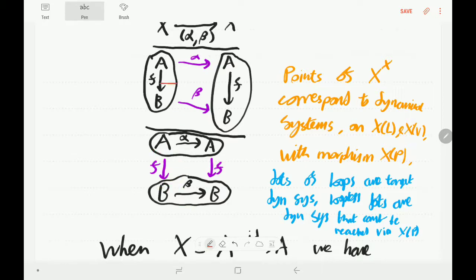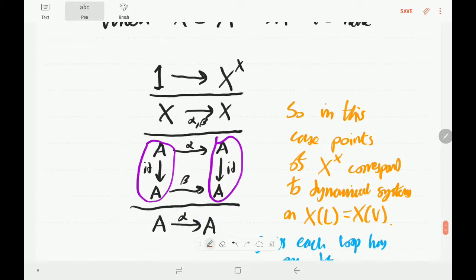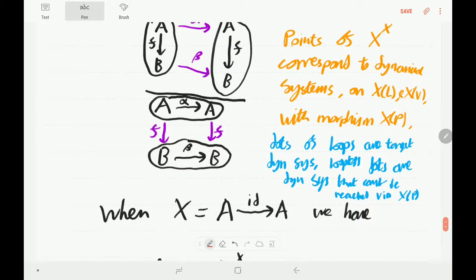And if you do the special case here where F, as in the loop assignment, or maybe I should call it the vertex assignment function, is just the identity, in other words, when X is discrete, X to the power of X has as its points, its loops, dynamical systems on its set, its vertex set or its loop set, they're both the same. So we actually find dynamical systems, and we can talk about dynamical systems and morphisms in this case.